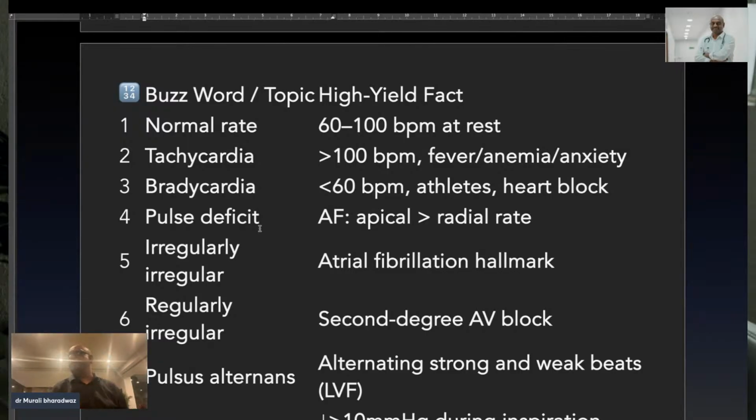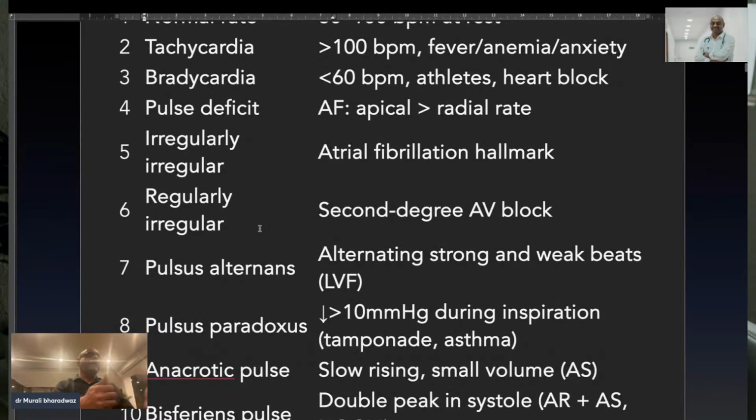What is the pulse deficit? If there is any difference in the rate between the apex heart rate and the radial pulse, you call it pulse deficit. Where do you find it? In atrial fibrillation, the heart rate doesn't translate into pulse rate. That's the reason you find the pulse deficit. Irregularly irregular pulse is atrial fibrillation.